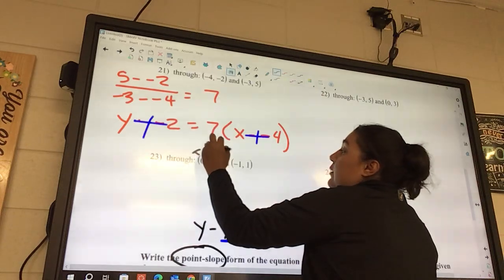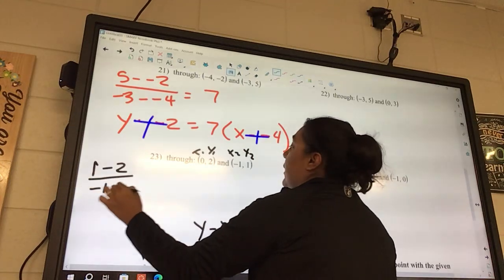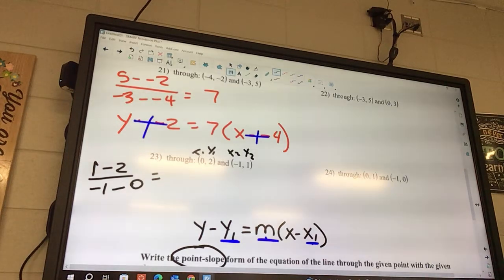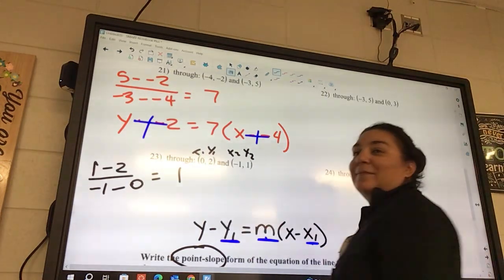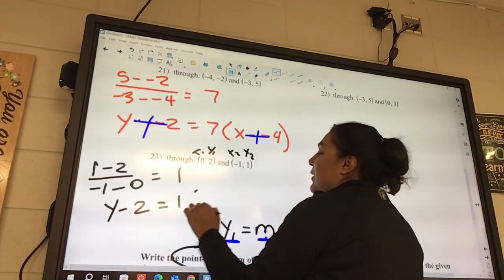Okay, and last one, x1, y1, x2, y2. So we're gonna get 1 minus 2 over negative 1 minus 0. You got 3? I got 1. It's 1. Okay, so y minus 2 equals 1, x minus 0.